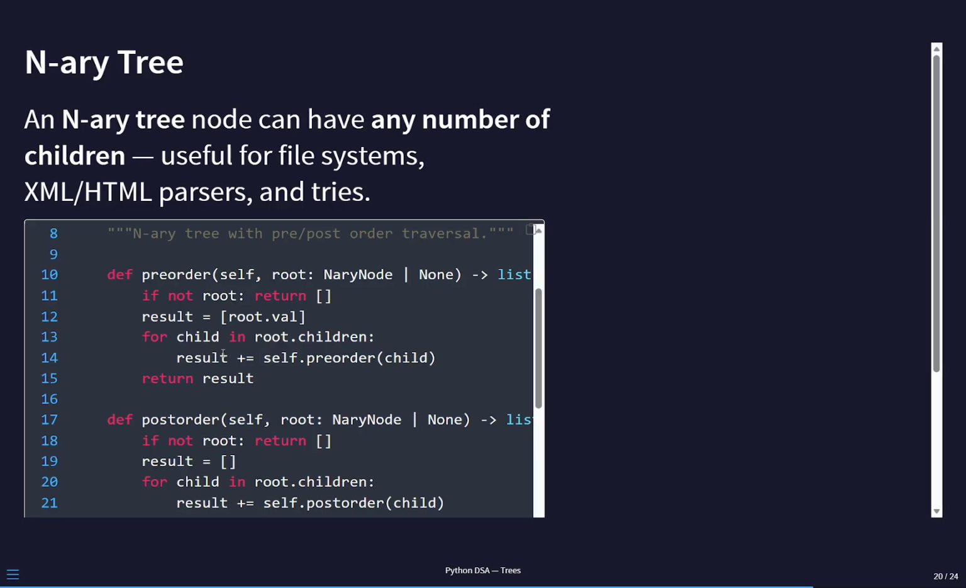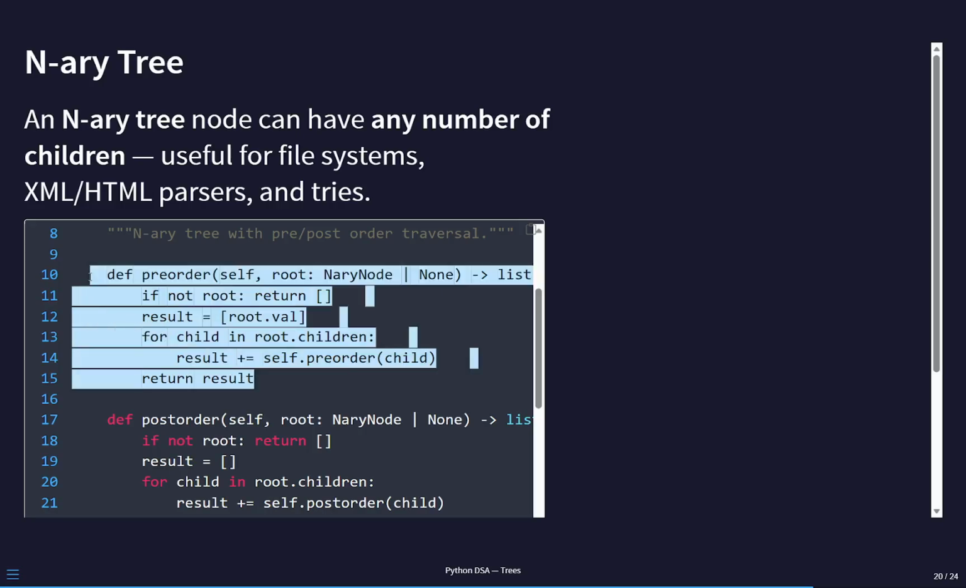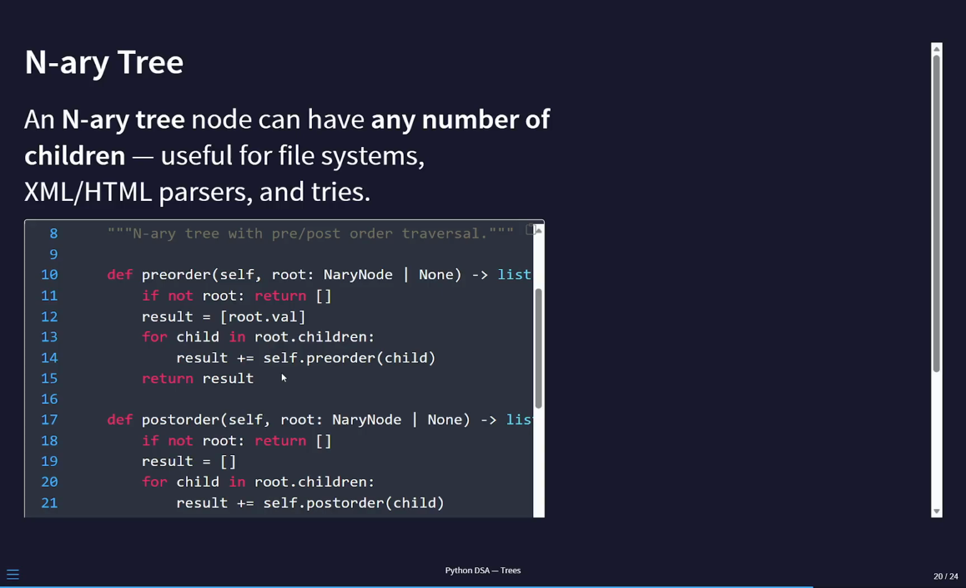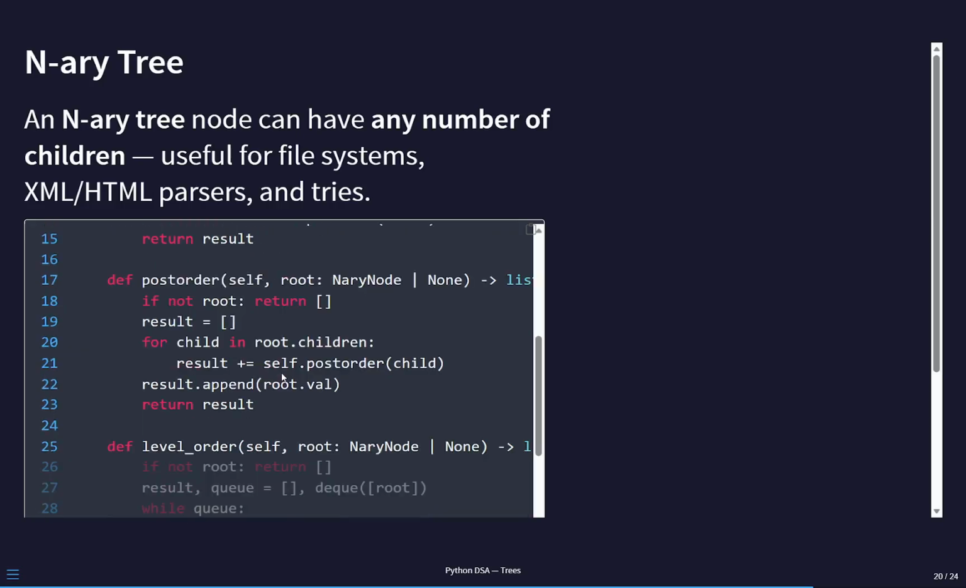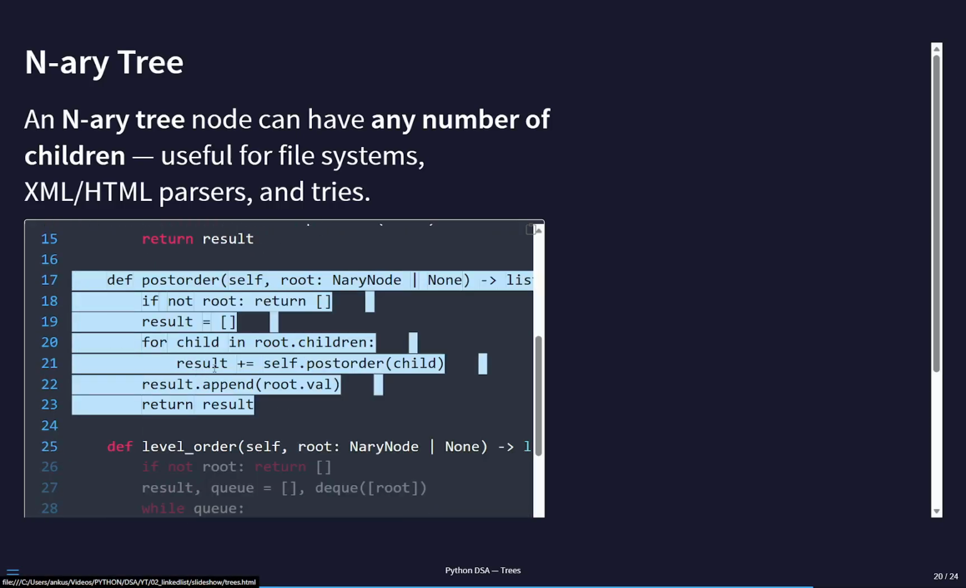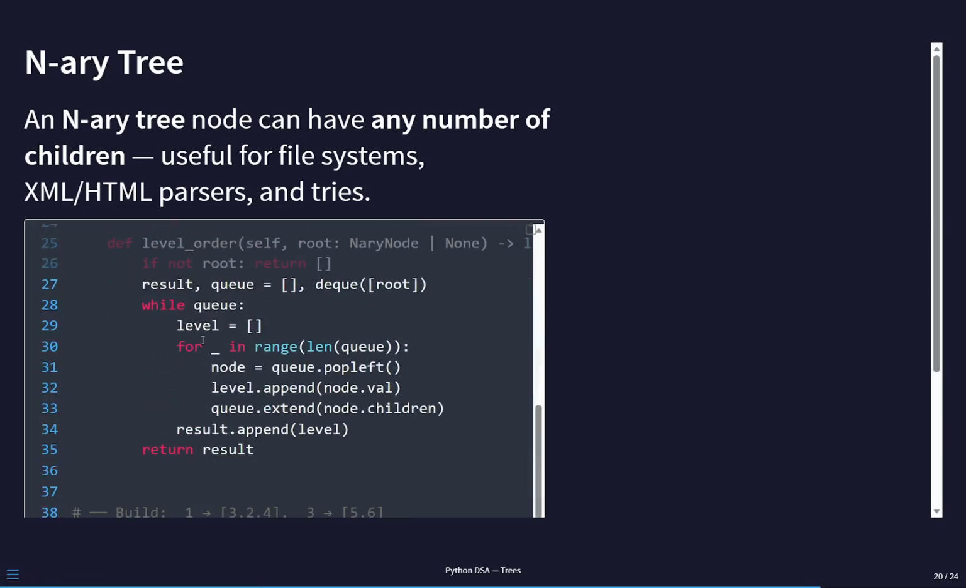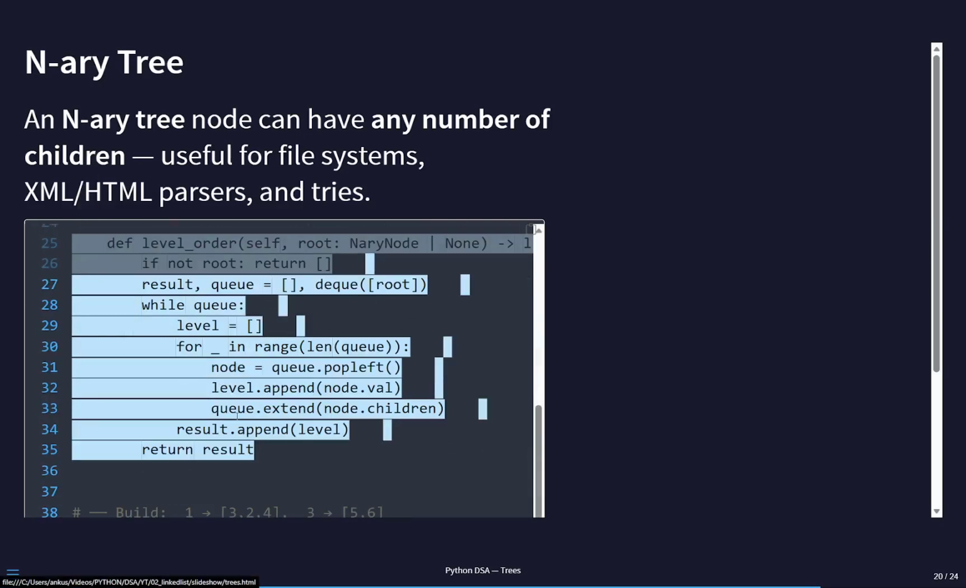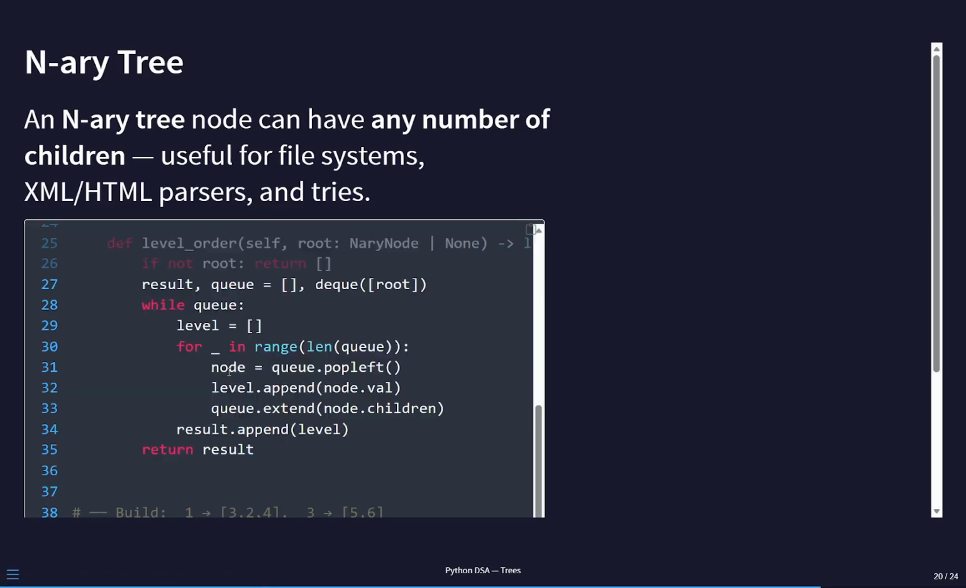Preorder on an n-ary tree: append the root value, then recursively traverse each child in order. Postorder: recursively traverse each child first, then append the root. Level order: same deque-based BFS, but instead of enqueuing left and right, we call queue.extend(node.children), adding all children in one call.